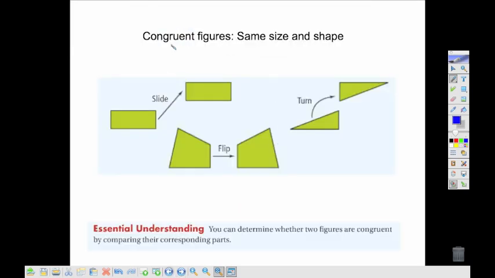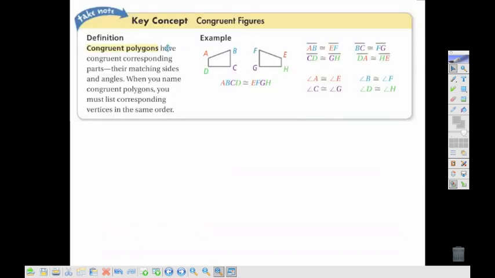Now, the first thing we want to do is define congruent figures. We want to think of them as figures that have the same size and shape. And even if we slide them around or turn them or flip them over, we can still match parts that go together. Like these two angles here would go together, and these two here would go together. And so congruent figures are going to have matching parts. So that's just our definition of congruent polygons, that we have corresponding parts.